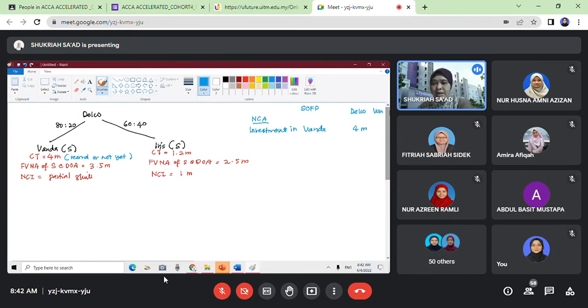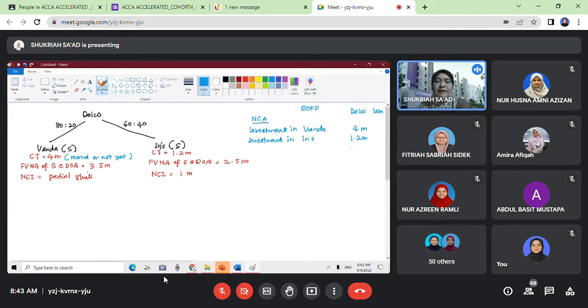So you have been given the financial position of all the entities involved. Kolom pertama Delco, kolom kedua Vanda, yang ketiga Iris. So dekat kolom Delco, wajib ada investment in Vanda, sebab Delco is the holding company. Begitu juga mesti ada investment in Iris, amount 1.2 million. If ada ni dalam statement of financial position, means it is already recorded.